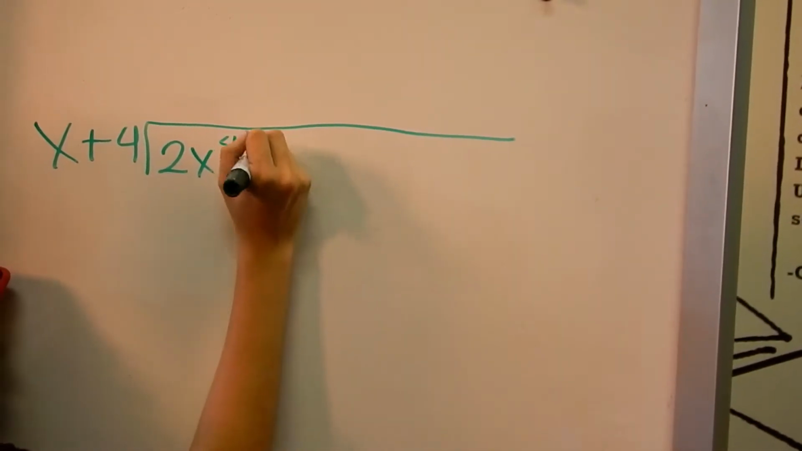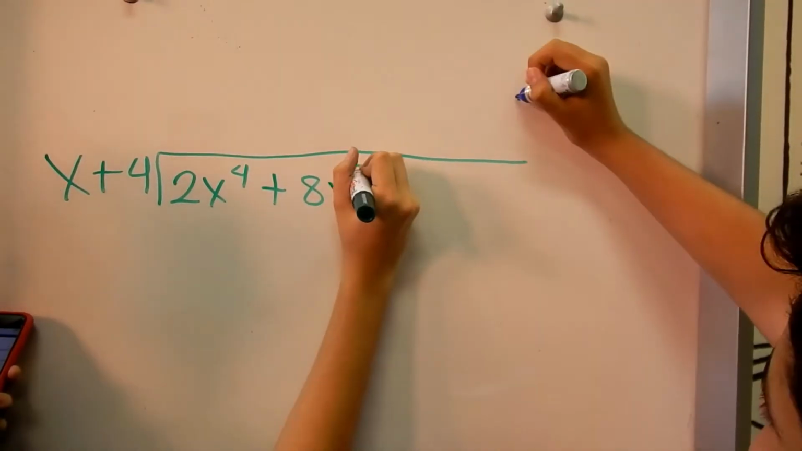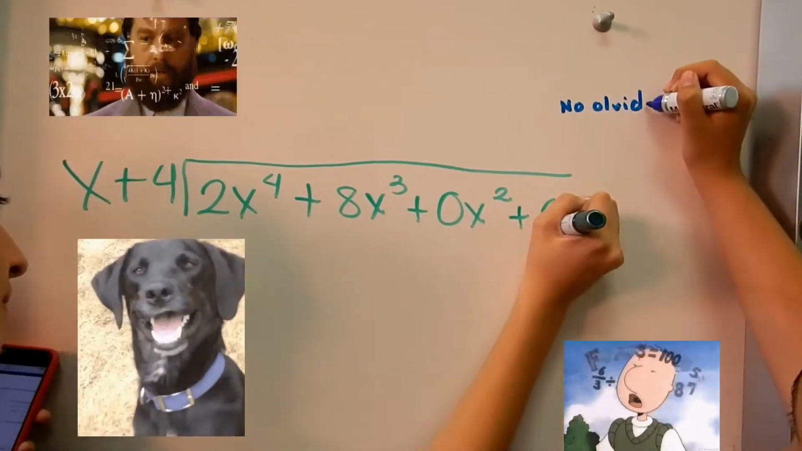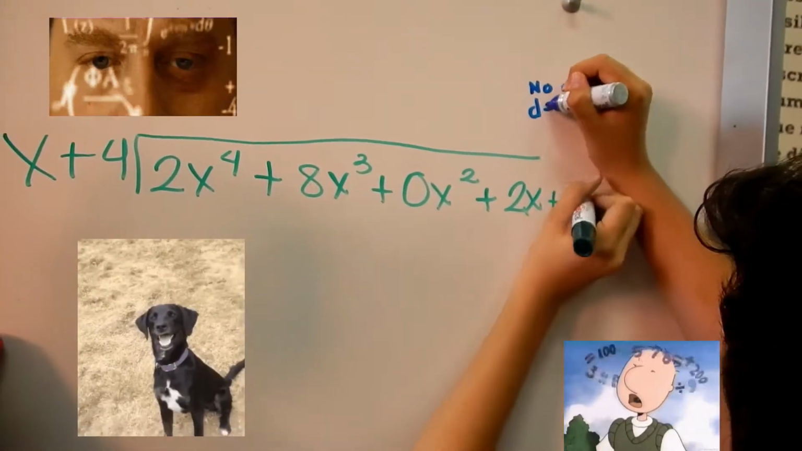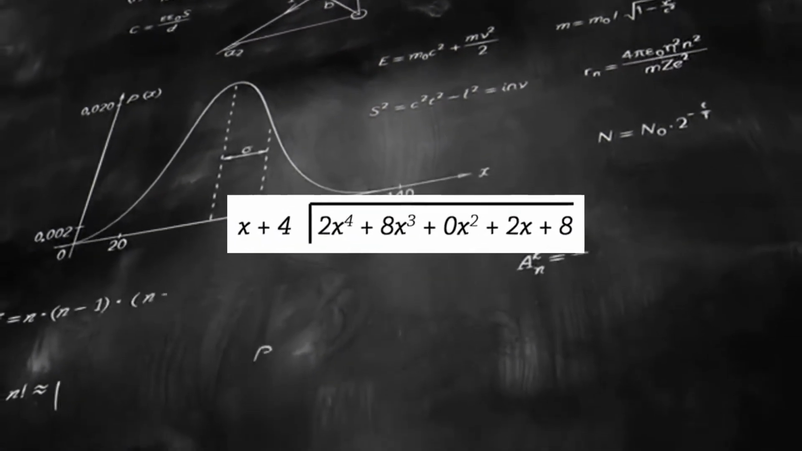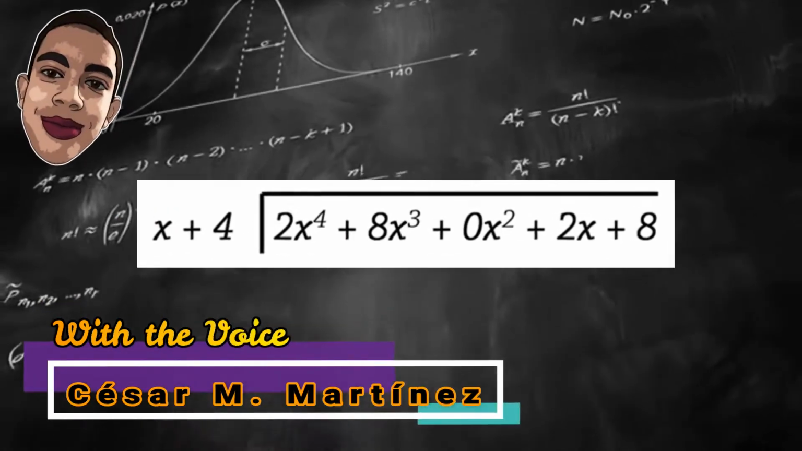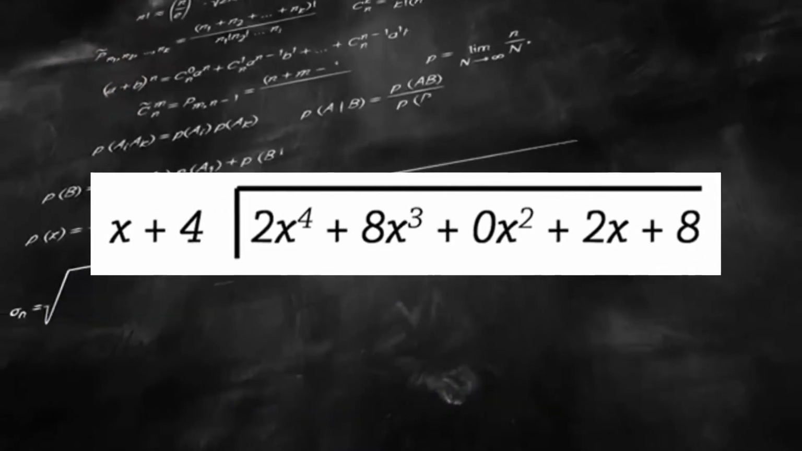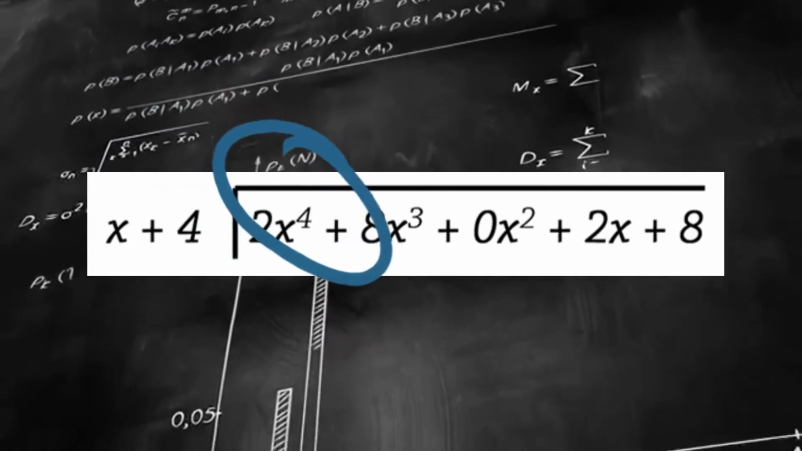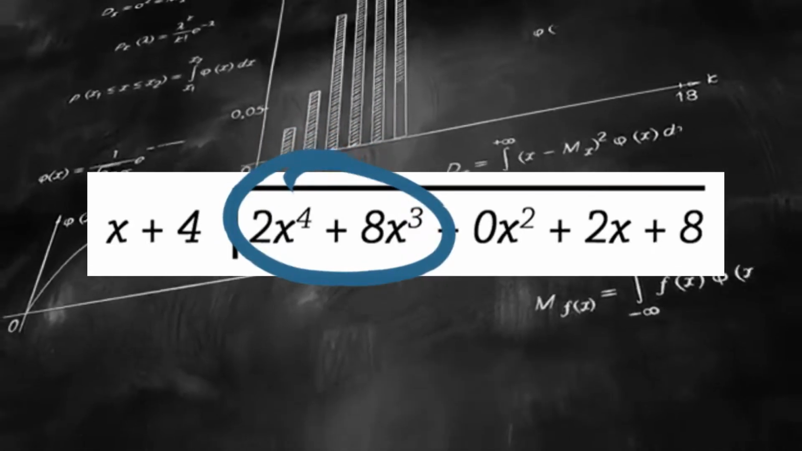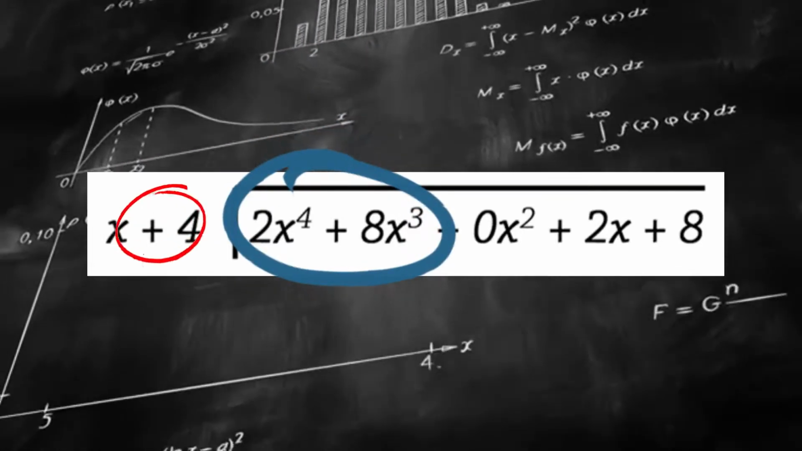2 times a number to the 4th power, which we will represent as an x, plus 8 times a number to the 3rd power, plus 2 times a number, plus 8, all divided by a number plus 4. Sounds confusing, doesn't it? Just like an arithmetic division, we will consider as many monomials inside a dividend as possible, according to the size of our divisor. In this case, 2x to the 4th power plus 8x to the 3rd power are the monomials we can take to start, since our divisor is a binomial as well, x plus 4.